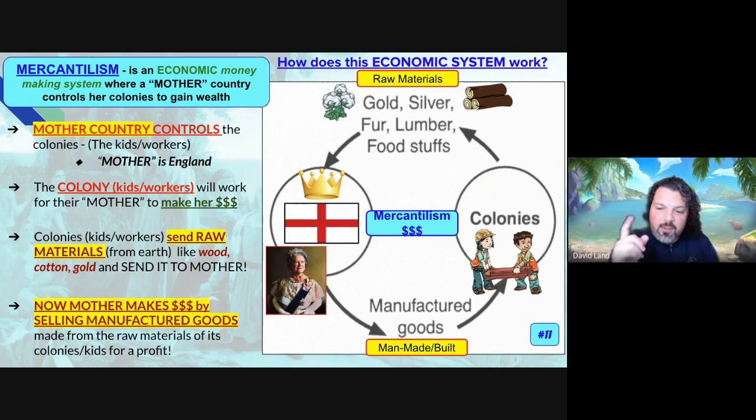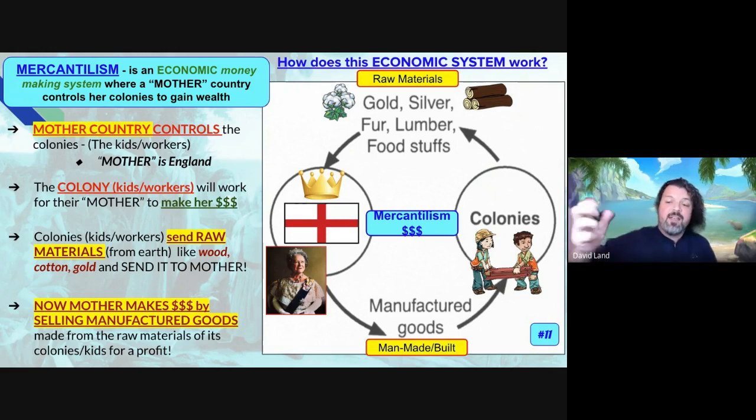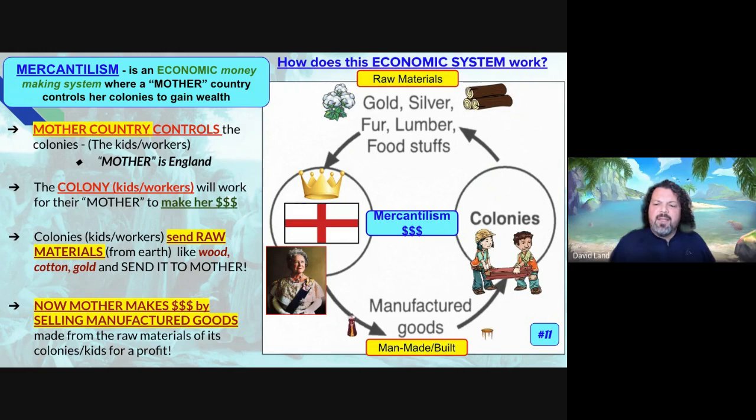But here's the little tricky rub part. She's going to sell it for double. So the raw material was cheap, but now the desk that she made is highly expensive. So if she takes that cotton and weaves it and makes a beautiful cloth out of it, now mother can sell it for twice the profit. And what about the colonists? What about the workers? Do they get any of the money? Not really, no. The workers make less money in this system.